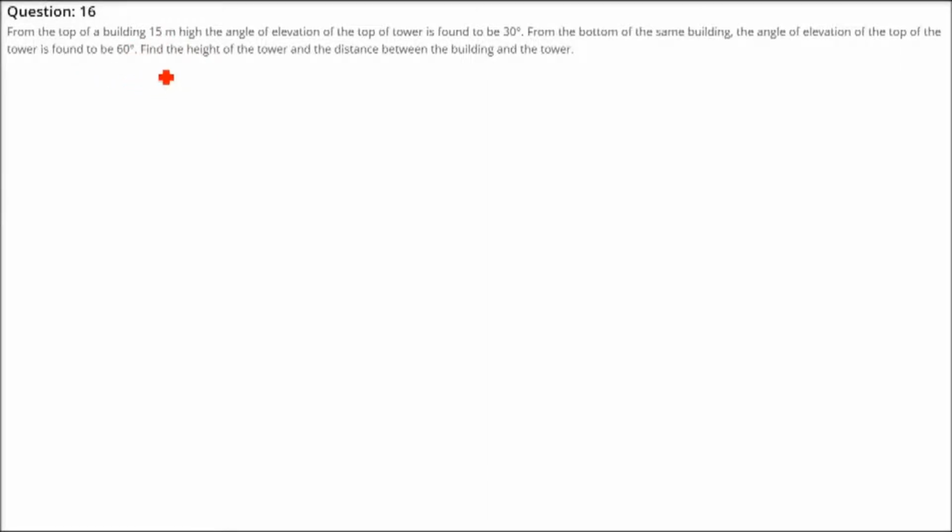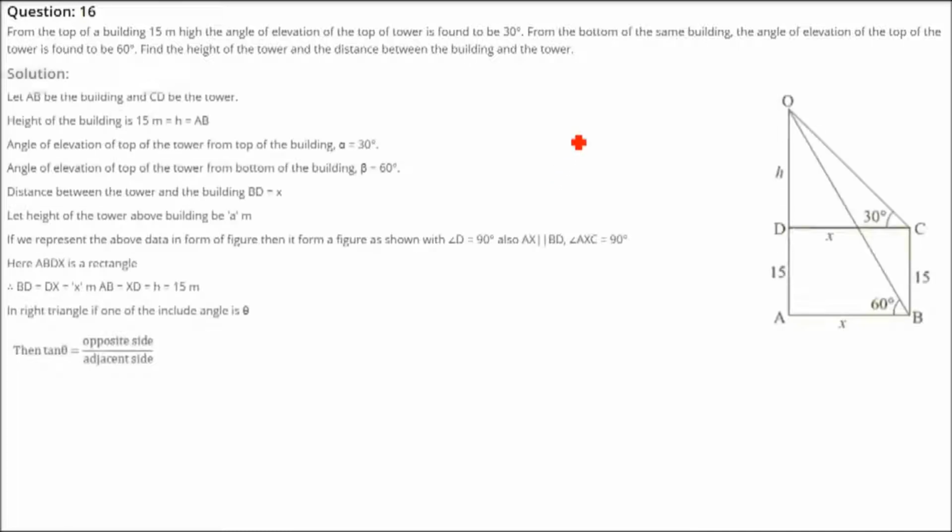From the top of a building 15 meter high, the angle of elevation of the top of a tower is found to be 30 degrees. From the bottom of the same building, the angle of elevation of the top of the tower is found to be 60 degrees. Find the height of the tower and the distance between the building and the tower.